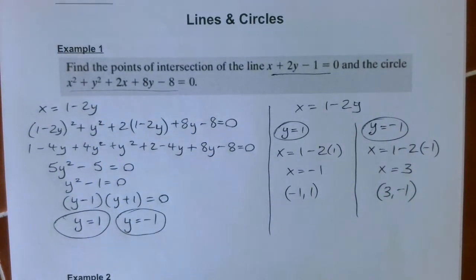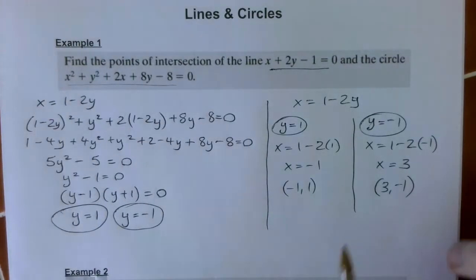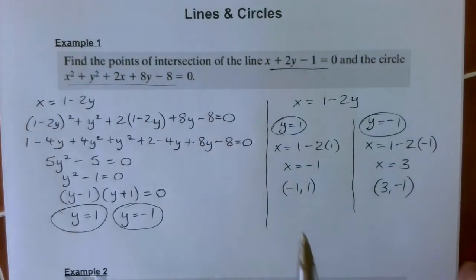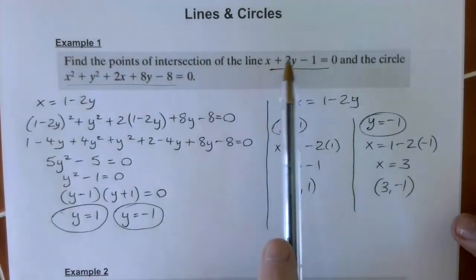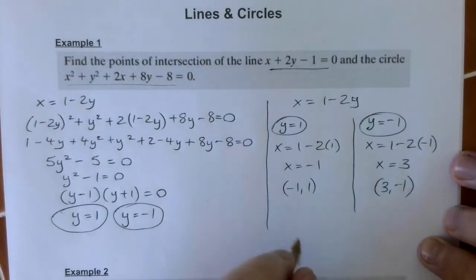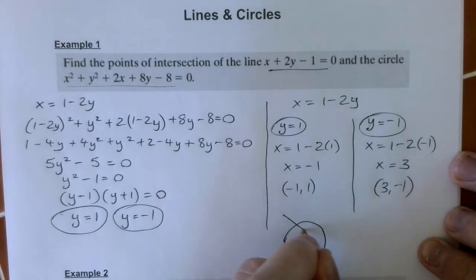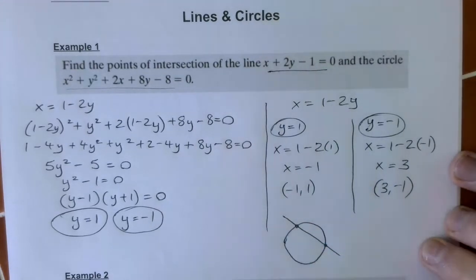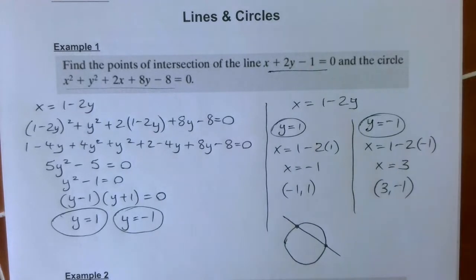Moving on to the second example. Actually, just before we do that here, you should always know if there's going to be a point of intersection between a line and a circle, it generally crosses at 2 points, like this, as long as it is not a tangent. If it's a tangent, it's only going to touch it at one particular point.